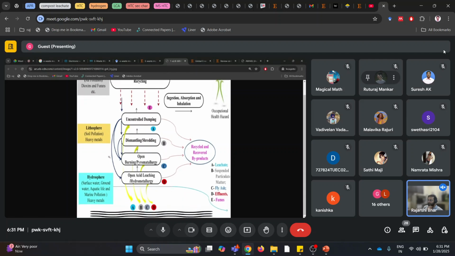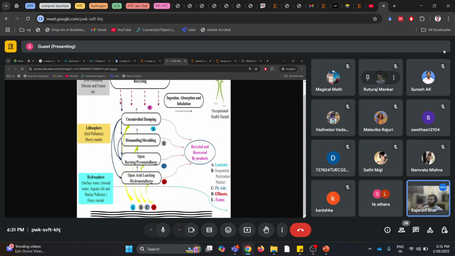The arrow from here goes to open acid leaching or hydrometallurgy. So from uncontrolled dumping, people are taking the e-waste and then treating it unscientifically and in an unengineered manner through various leaching techniques. And during these techniques, you see what comes out? D, toxic effluents come out. What is C? Fly ash is generated. A and B are what? Leachate. Leachate is a kind of liquid.